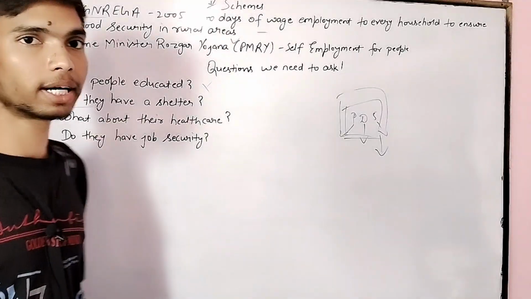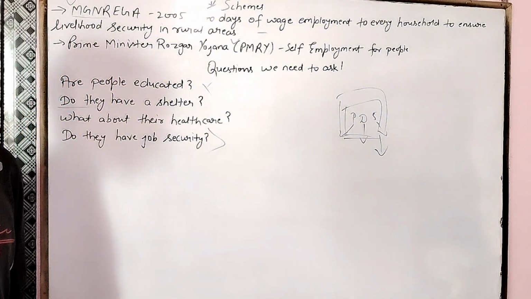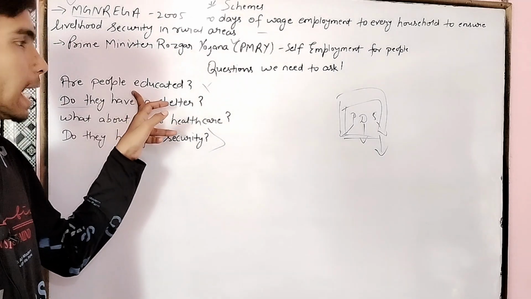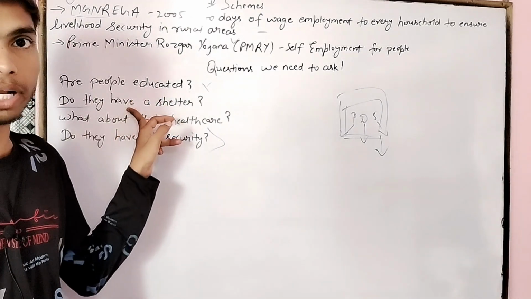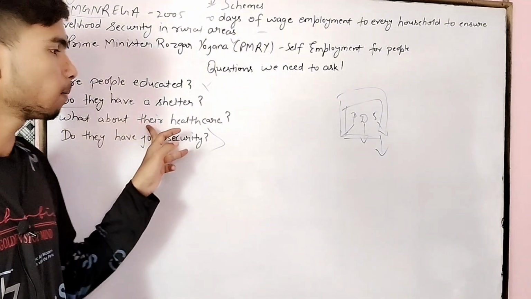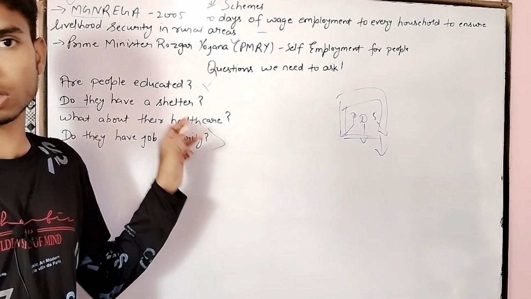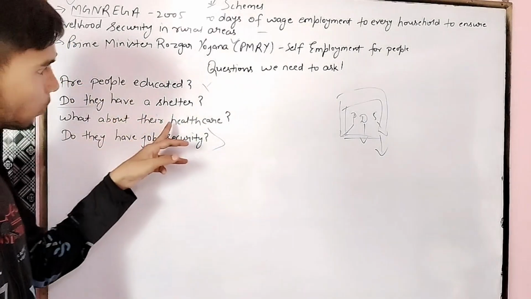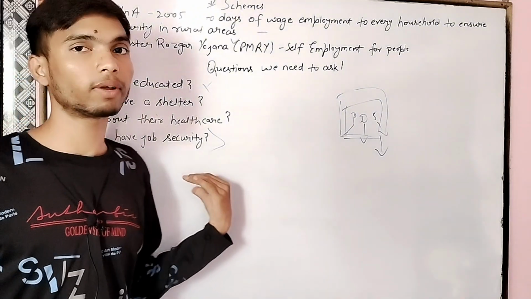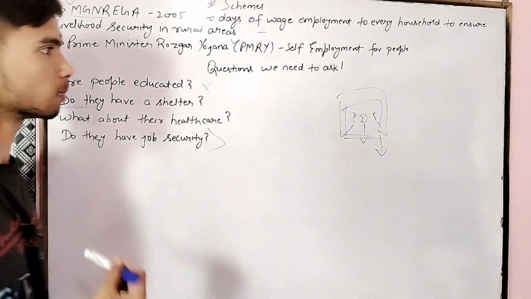Do they have job security? This point doesn't come here. When a person does not have access to education, does not have a shelter to live in and survive, and won't have access to healthcare, then obviously where will be the job security for this person?